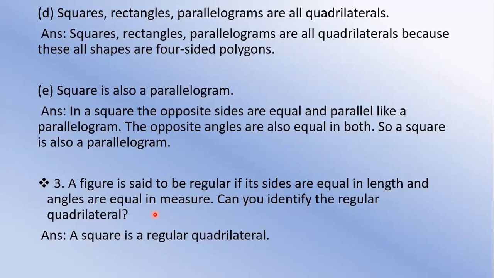And you have now learned about square, rectangle, parallelogram, rhombus and trapezium. Only one quadrilateral has equal sides and equal angles, that is the square. So a square is a regular quadrilateral.